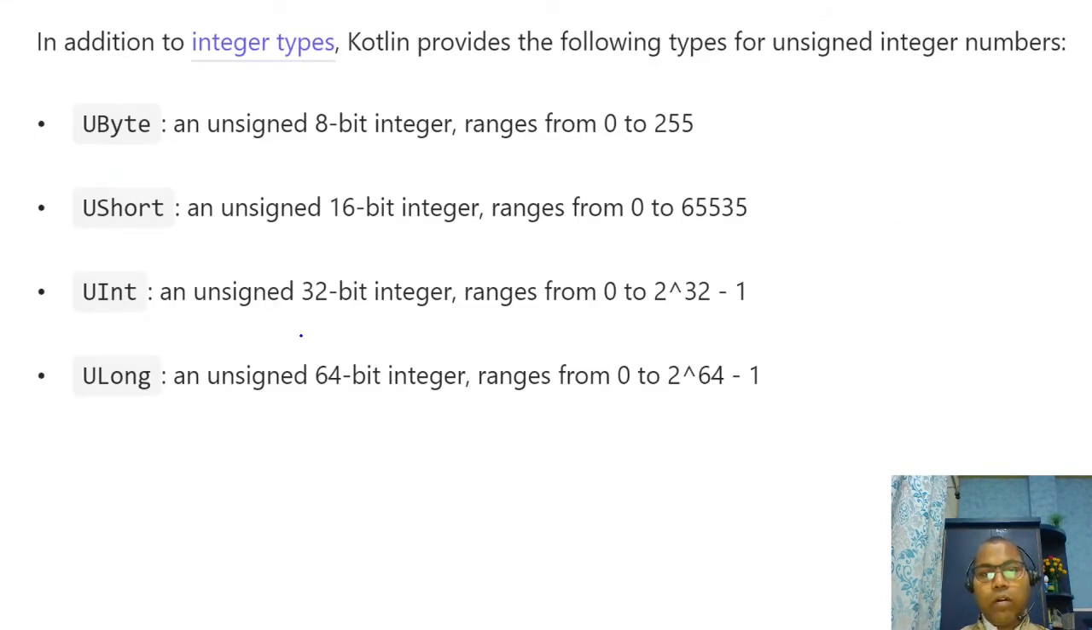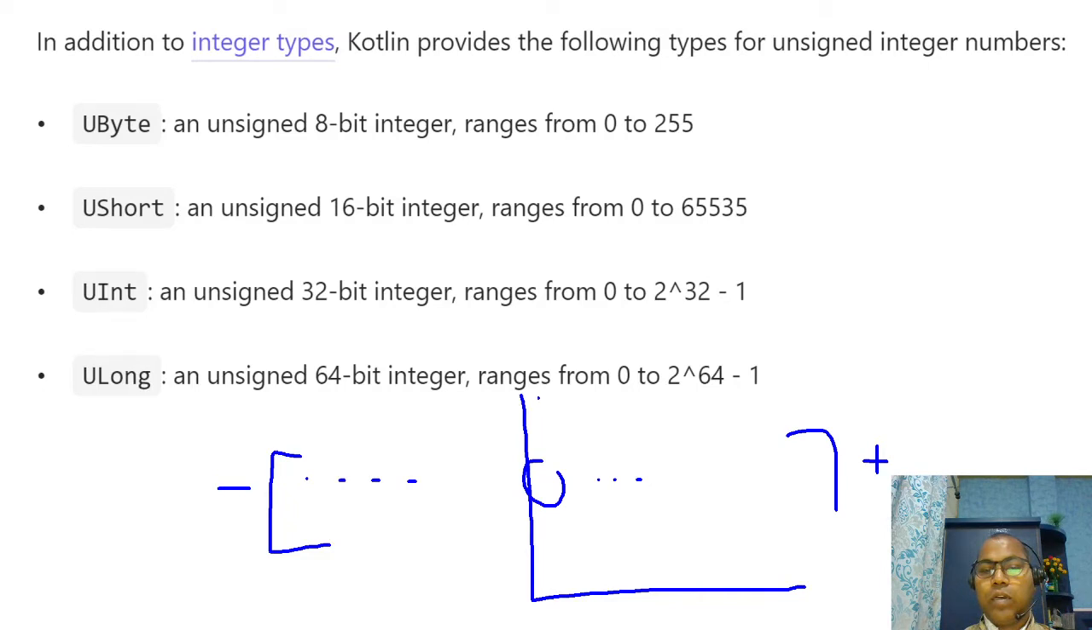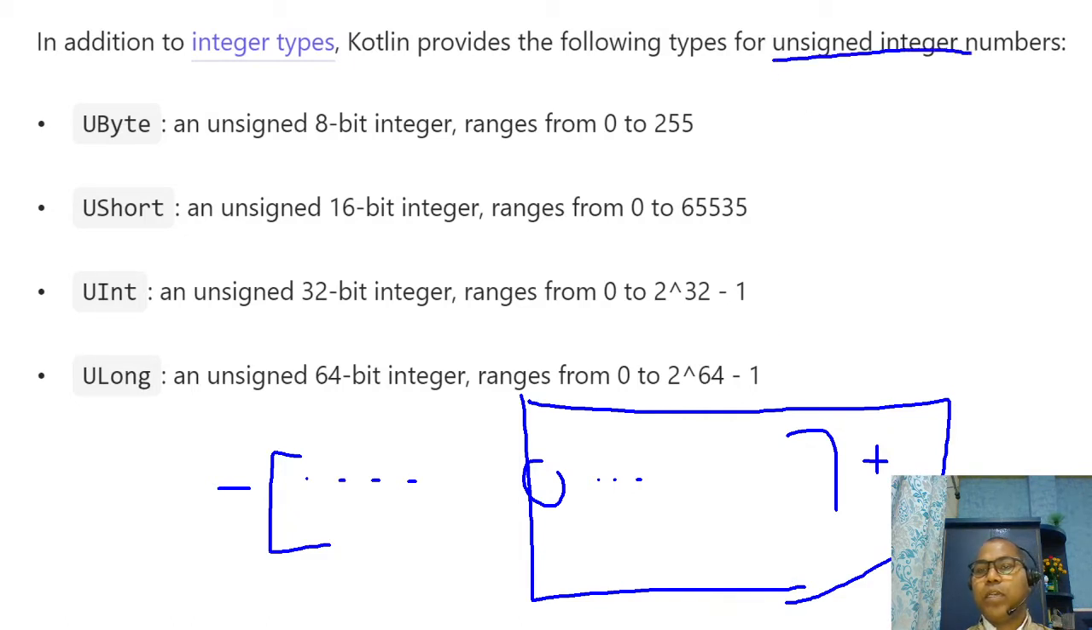Similarly, till now, all the data types, the integer data types we learned about, support a minus number to a plus number range. This is zero, this is your plus number, this is your minus number. Sometimes I don't want any negative number, I want to work only on positive numbers. So for that, Kotlin also supports some unsigned integers as well.